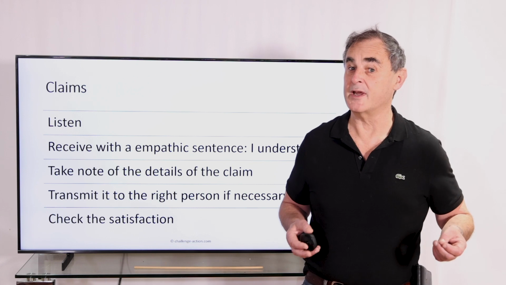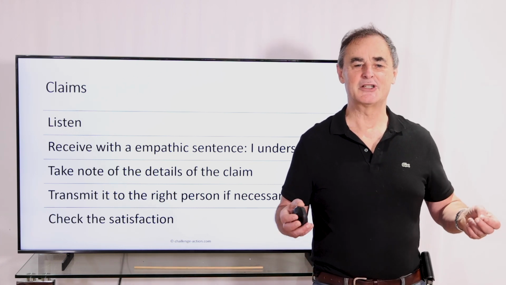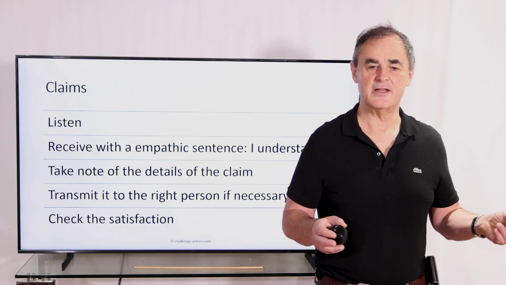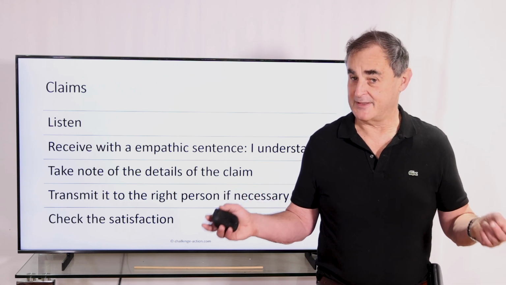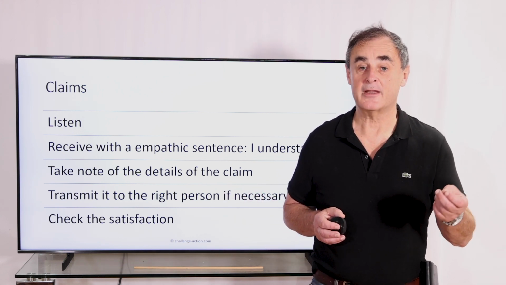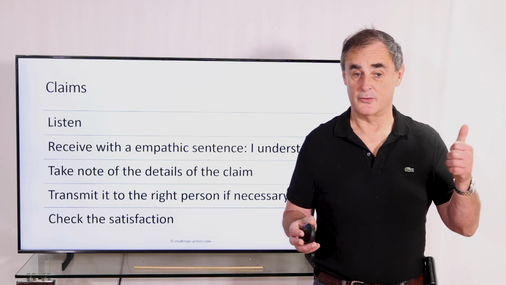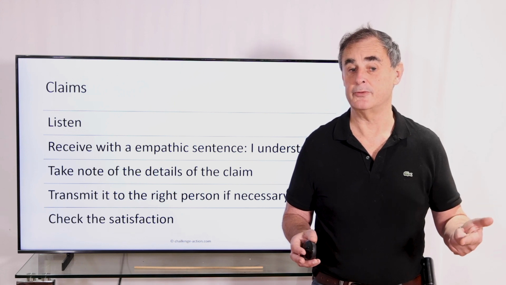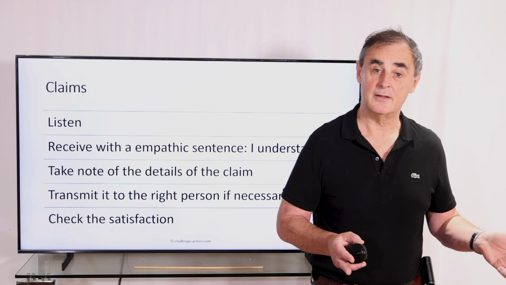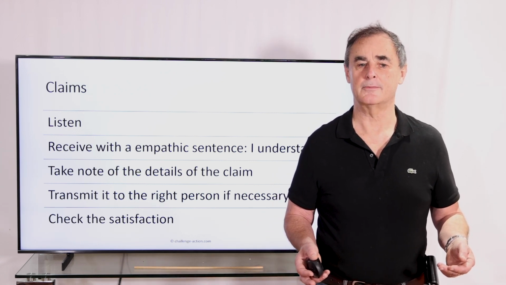Why? Because an objection you can answer right away, while for a claim, you have to take note of it. Generally, you have to transmit it to the right person. It could be your director or a specialist or whoever, if necessary. And then afterwards, you come back later to check if he's satisfied with the answer he got from your company. Okay? So you listen, you receive the claim with an empathic sentence, you take note of it, you transmit it, you wait for the action to be taken, and then you check the satisfaction.